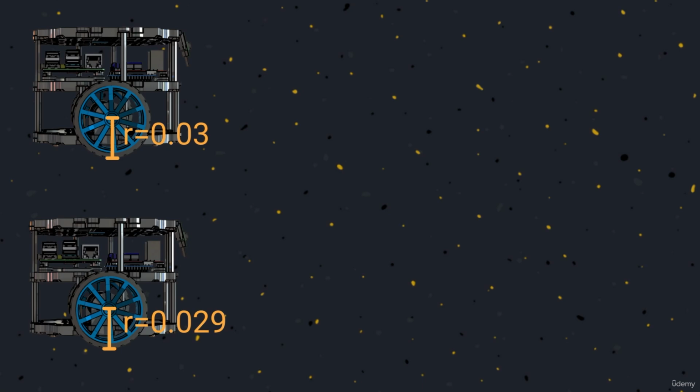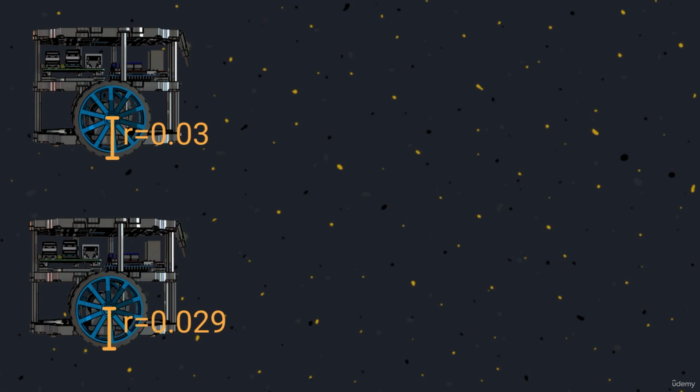Let's see how this method is affected by a very tiny error in the estimation of the radius of the robot wheels. Let's assume that after a long and tedious measurement process, we have calculated that the radius of each of the wheels of the robot is 3 cm. However, after a few months, due to the wheel wear, the actual radius of the wheel is not 3 cm but is 2.9 cm. Nothing to worry about, you might think. After all, it's just a tiny 1 mm error.